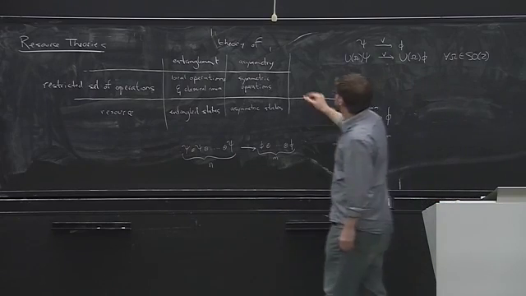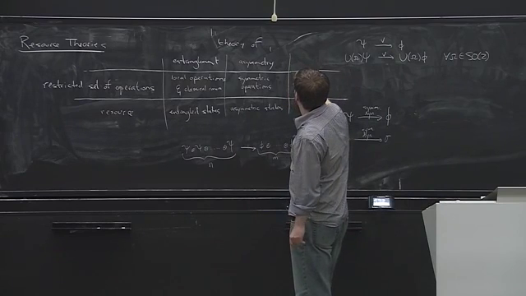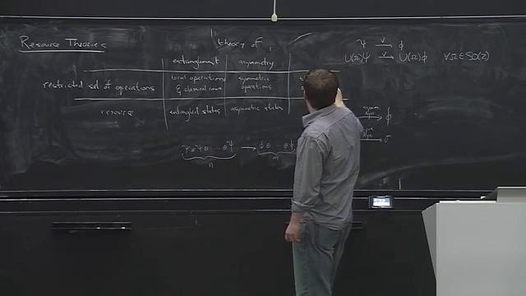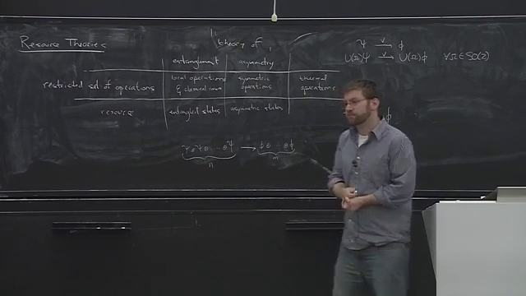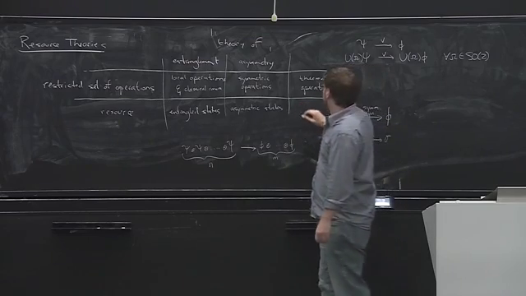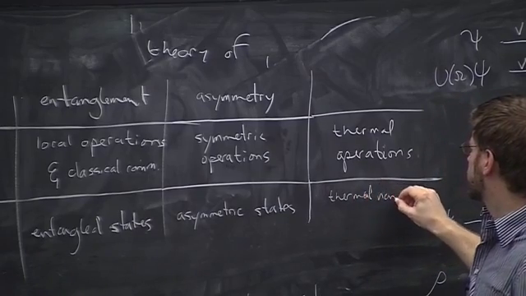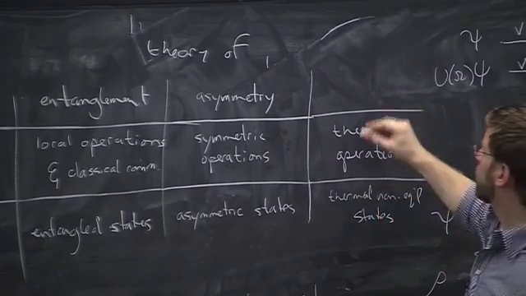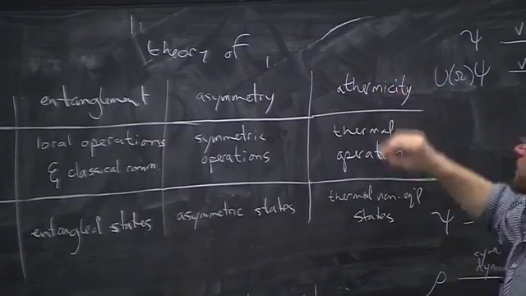The other kinds of examples, so this is sort of where I'm going to be moving soon, is the case where the restricted set of operations are thermal operations. What do I mean by thermal operations? I basically mean operations that are in thermal equilibrium. And then the resource are going to be states that are outside thermal equilibrium. So you might call these thermal non-equilibrium states. And you might call the whole theory the theory of athermicity. I'm trying to coin that term, so please use it.